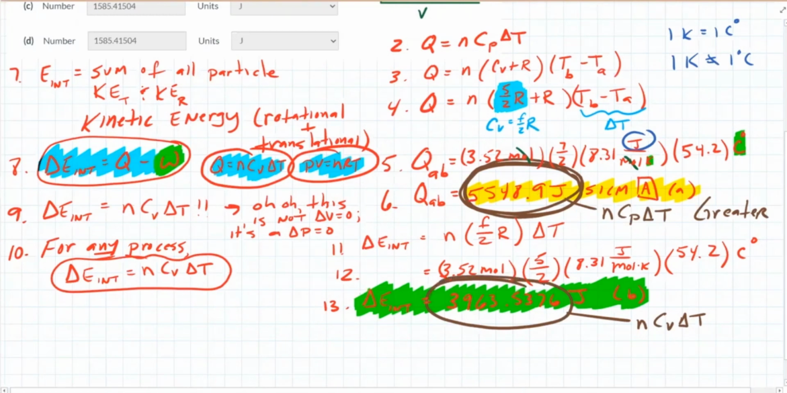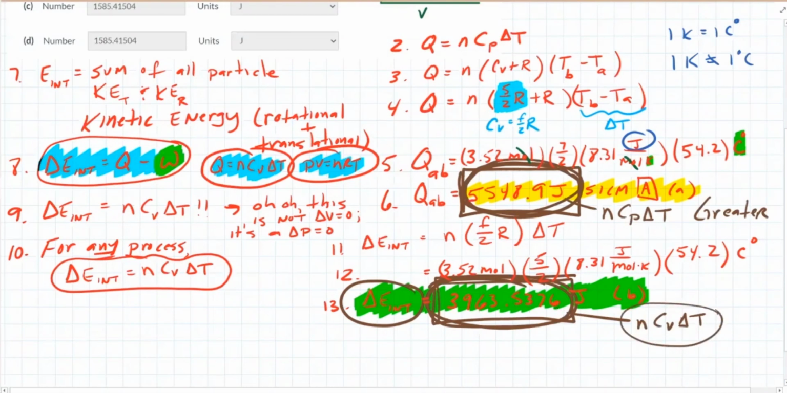Here in step 13, I'm holding the volume constant. I'm assuming the volume stays the same. So if I hold the volume constant, adding this amount of heat will increase my internal energy by that much. If I allow the volume to change, I have to dump in some more heat to increase the internal energy by the same amount. Let me say that again, because that really does drive the point home very clearly. One more time, this is NCV delta T, this small number here.